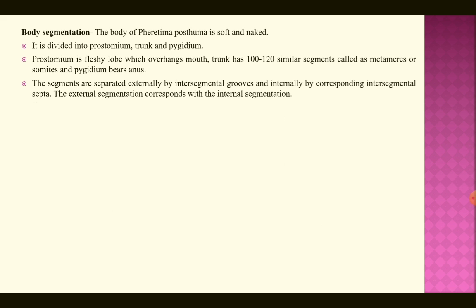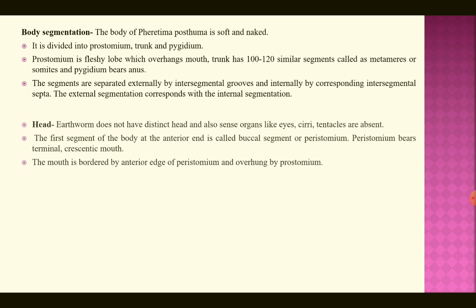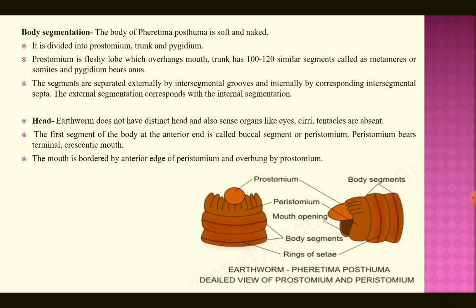Now, body segmentation: it is divided into the prostomium, trunk and the pygidium. The prostomium is a fleshy lobe that overhangs the mouth, and in this diagram you can clearly see the prostomium overhanging the mouth, and then the first segment is the peristomium. Peri means around the mouth, so it is the segment present around the mouth, followed by the other metameric segments bearing a ring of setae.